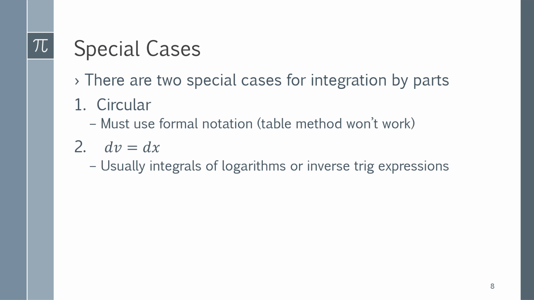So there are two special cases when we are working with integration by parts. One is what I call the circular method. We actually end up going in a complete circle with integration by parts and end up back where we started. If in this special case you cannot use the table method, it has to be done formally. And then the other is when dv is equal to dx, which is usually involving logarithms or inverse trig expressions. Again, these are not common, these are rare, but I wanted you to see them to be aware that they do exist.